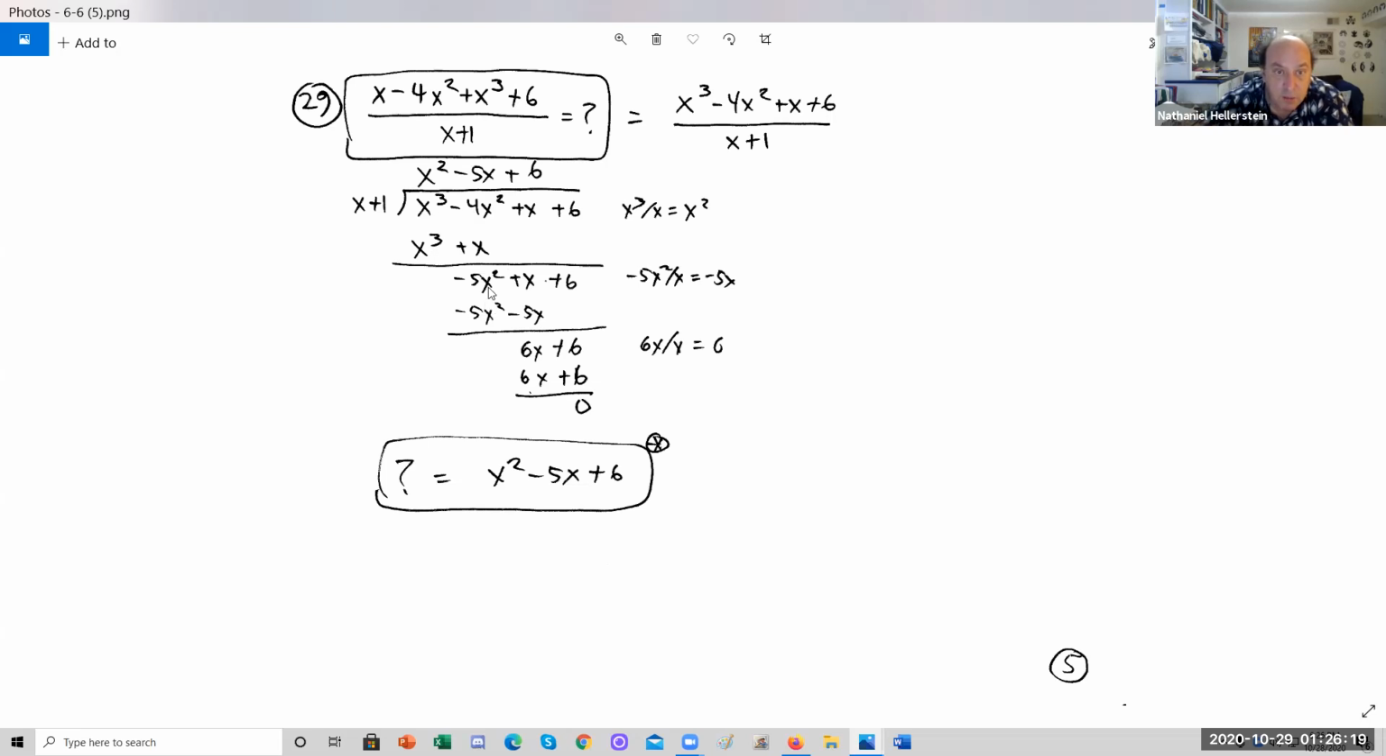Subtract, get a minus 5x squared plus x plus 6. Minus 5x squared over x is minus 5x into the quotient. Multiply it out: minus 5x squared minus 5x. Subtract, 6x plus 6. 6x over x is 6 into the quotient. Times x plus 1 is 6x plus 6. Subtract. No remainder. So the ratio is just the quotient, x squared minus 5x plus 6.